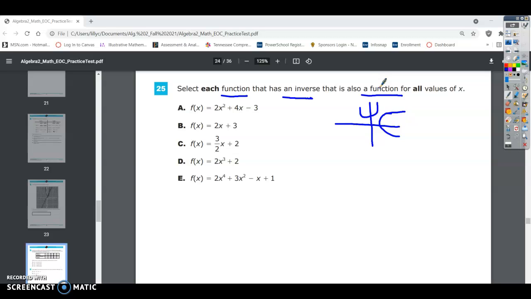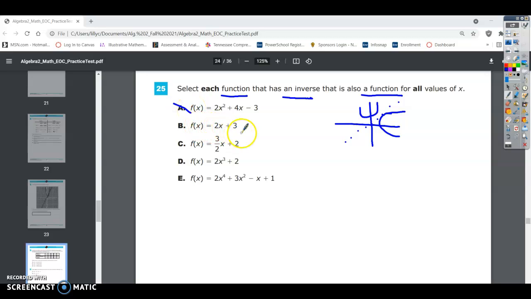My pen stopped working. Hold on just a second. All right, the y equals x line goes right through there. So if you do a reflection of that, you're going to get a sideways U. So this one is not going to have an inverse that is a function. This is a function, but its inverse is not a function. So that's not a correct answer.